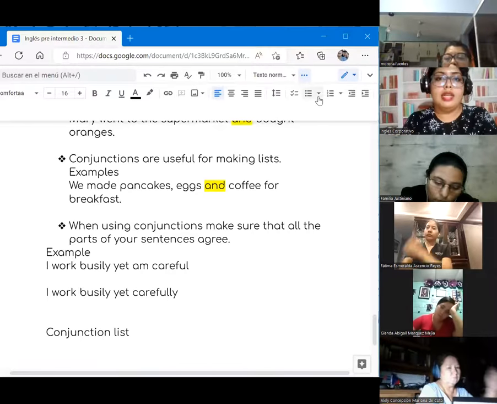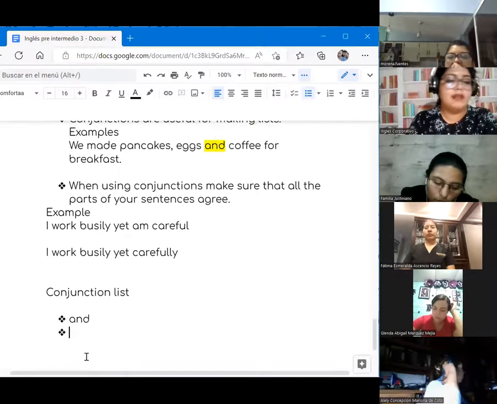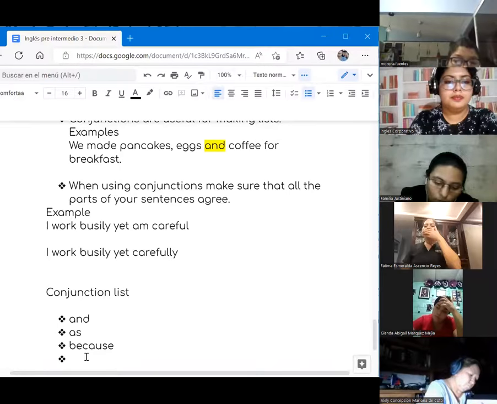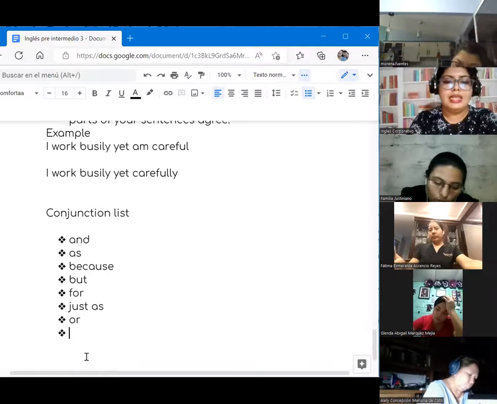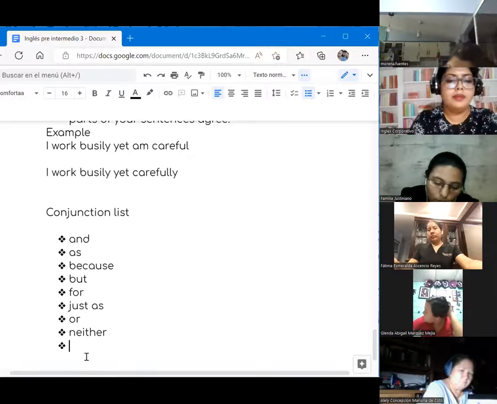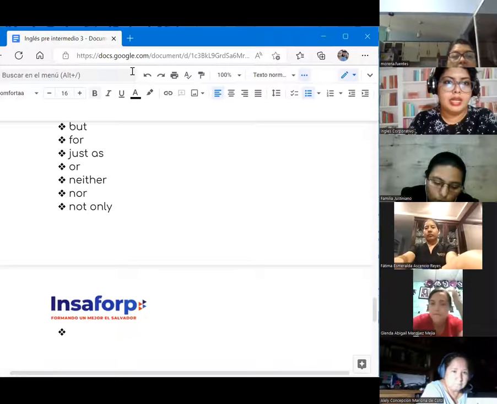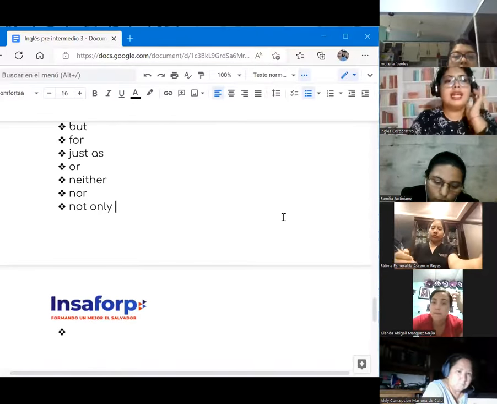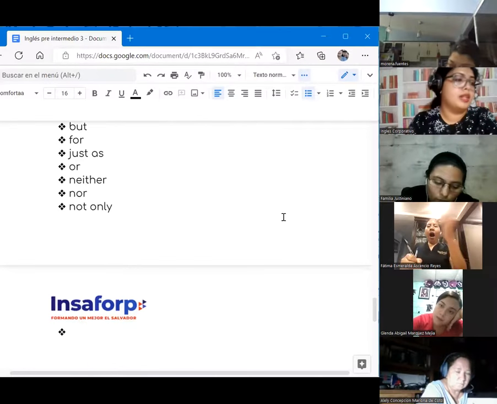So, let's see. We have the first one, and that is the word that we are using. Then we have as, because, but, for, just as, or, neither, nor, not only. Let me do it a little bit small. You can see the list in the document, because we are going to write some words more.